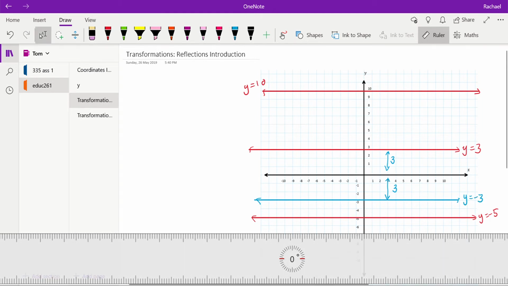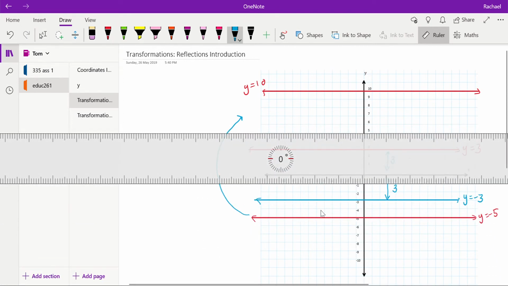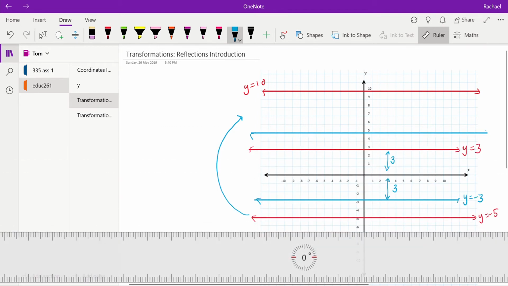And we'll do the same thing for y equals minus 5 down here. So we reflect it across the x-axis 5 units away, and we end up with just the positive version. So y equals 5 this time.